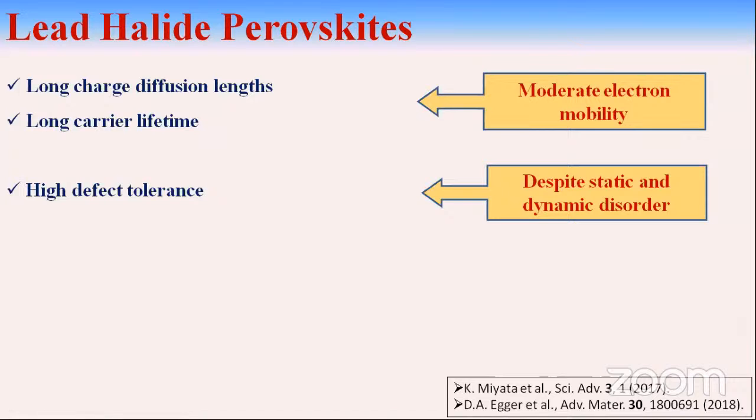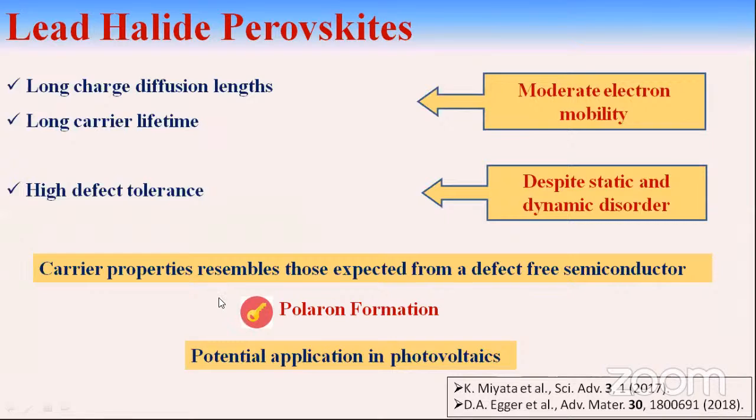So what is the reason behind these peculiar properties? Here the key is the Polaron formation in these materials. It is neither a free carrier nor an exciton that is driving the system. It is basically the Polaron formation that modulates the properties of these systems. Due to this Polaron formation, these materials have very potential application in photovoltaic devices.